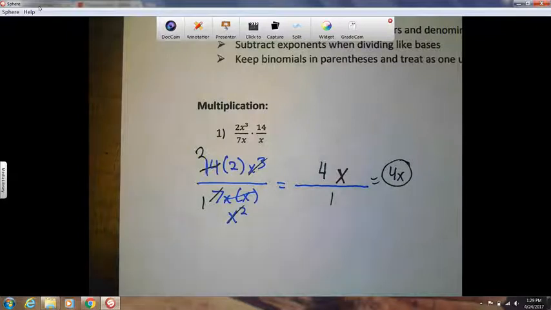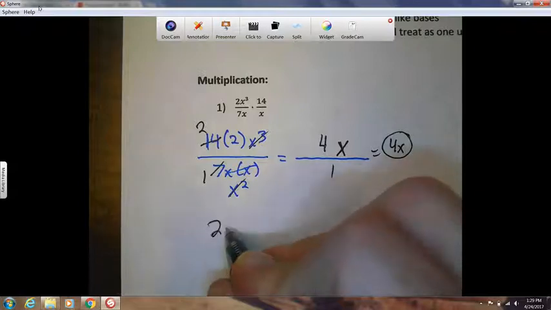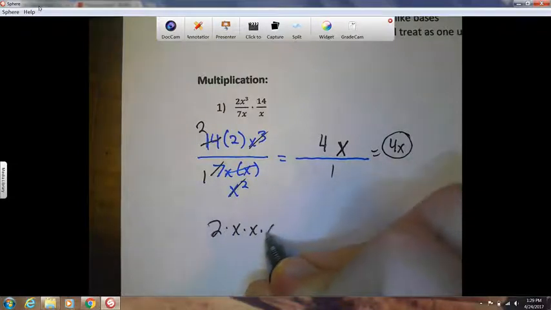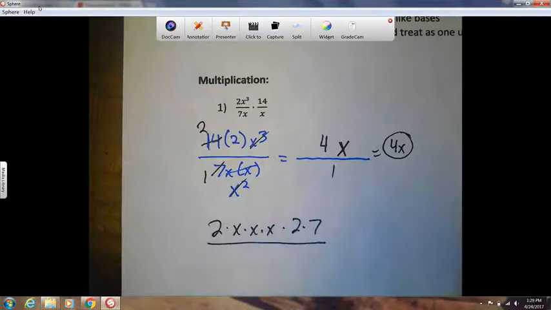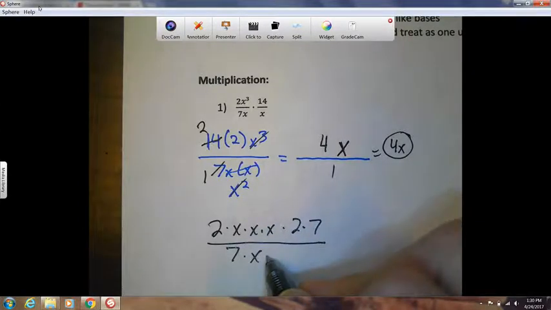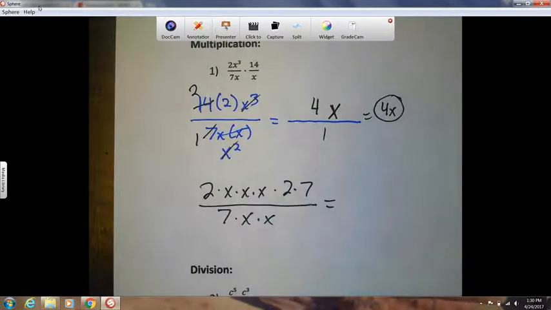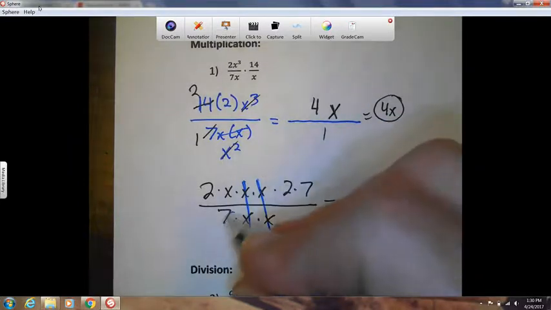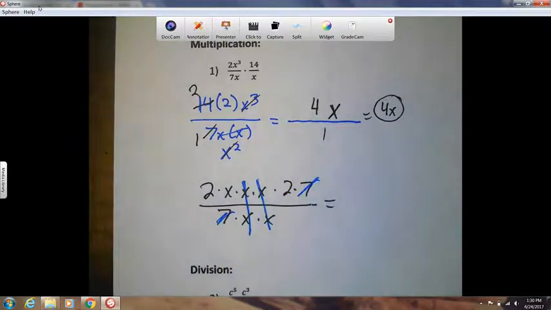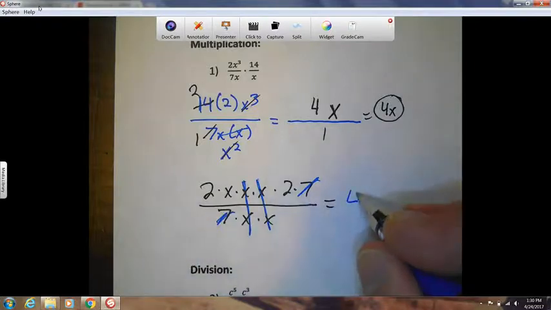So another way that might help you to think about it is if we factor it out. So I have 2, x, x, x. 2 times 7 is 14. 7, x, x. So when I do that, I'm just going to cancel things out. So this is gone, that's gone. So the only thing I have left is 2 times 2 times x. So that's 4x.